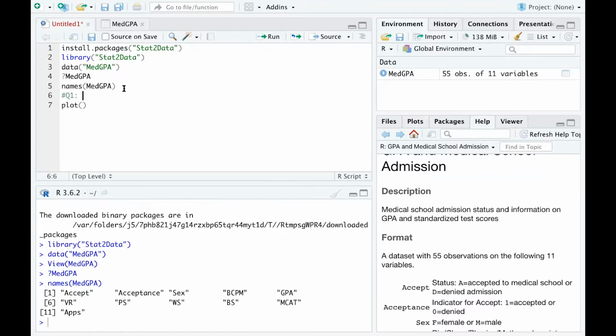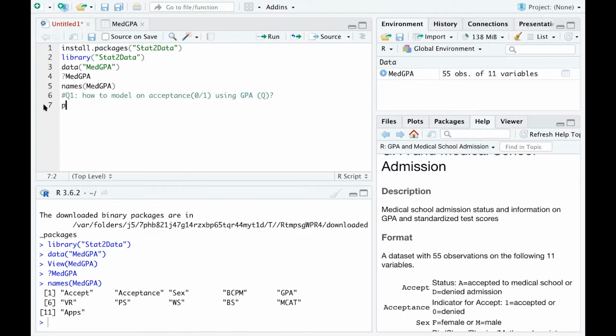To question first, we are going to talk about how to model on acceptance, which is yes and no, using GPA. So you can see acceptance is 0 or 1, and GPA is a quantitative variable. So how to model on 0 and 1 using a numerical variable.